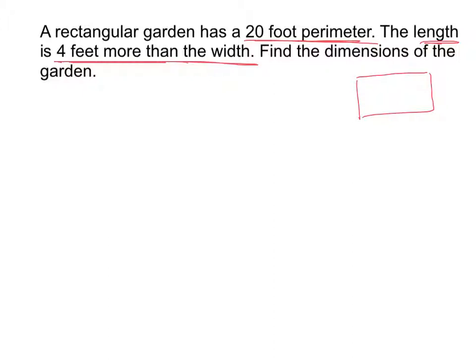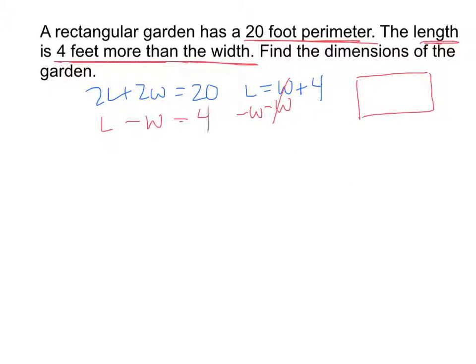So it says the garden has a 20-foot perimeter. Well, that means I know that twice the length plus twice the width is equal to 20. It also says that the length is 4 more than the width. So I have my 2 equations. If I want to solve this using matrices, I need to change the order. If I were going to solve using substitution, I would probably use how they are right now. Since we're practicing matrices, we're going to go ahead and change the second equation. That way, I have length minus the width equals 4.